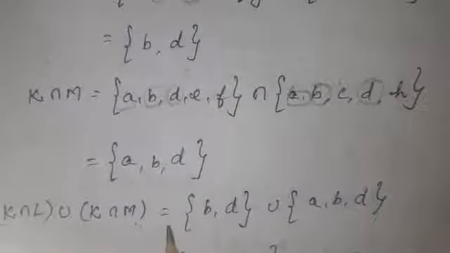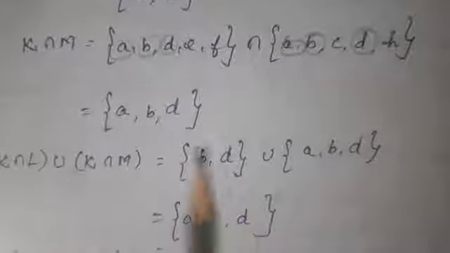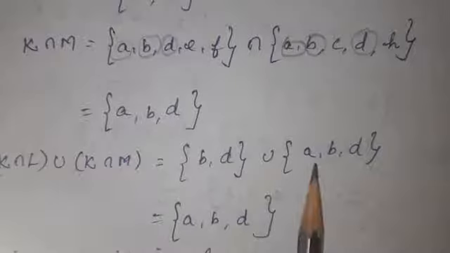At last you should find the question. (K intersection L) union (K intersection M) is equal to K intersection L, the answer I have written here, union, this answer I have written here. For both you should take union: A, B, D.